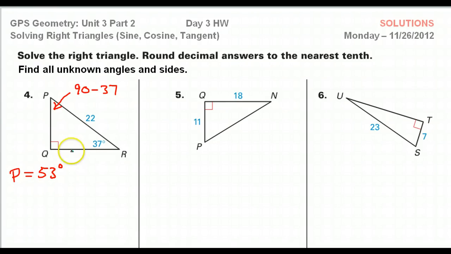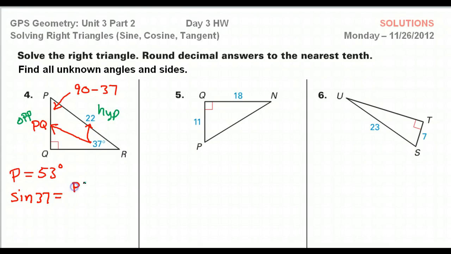Okay, let's see, what shall we do next? Say if I want to find PQ. This is PQ over here. From the perspective of the 37, PQ is opposite, and the 22, of course, is the hypotenuse. So if I'm talking opposite and hypotenuse, I'm talking about the sine function. So I could do it like this. Sine 37 will equal opposite over hypotenuse.